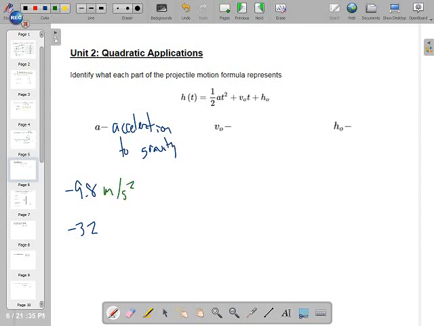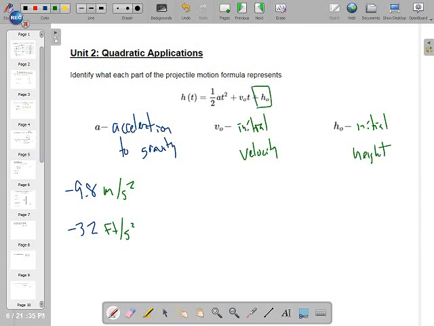9.8 is meters per second squared. That's change in speed. And 32 is feet per second squared. That's also per second squared because it's a change in velocity. V sub 0, or sometimes it's read V naught, is the initial velocity, and it will have the same units as whatever you get over here. And h sub 0 is the initial height, when zero time has passed.